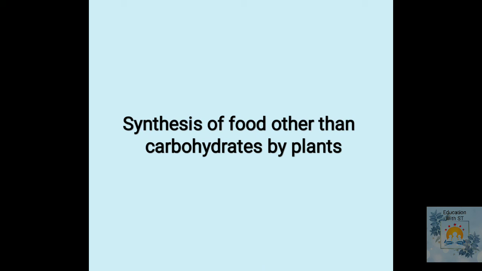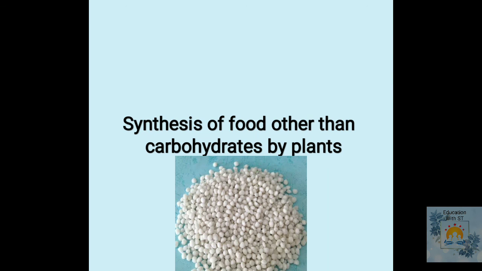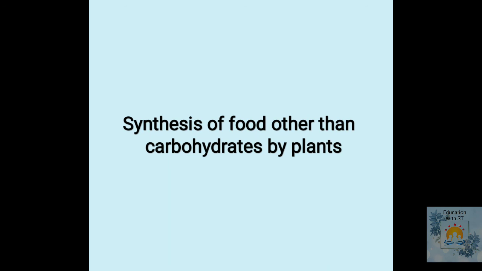The other elements present in proteins are derived from the soil. Here we describe the sources of nitrogen needed by the plants to synthesize proteins. Plants get nitrogen in the form of soluble salts such as nitrates, urea, ammonium, sulfate, etc. from the soil through their root system.